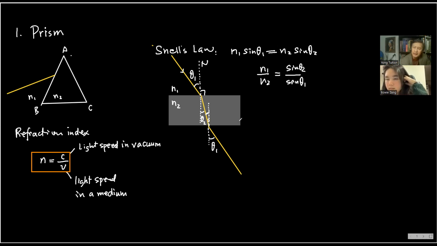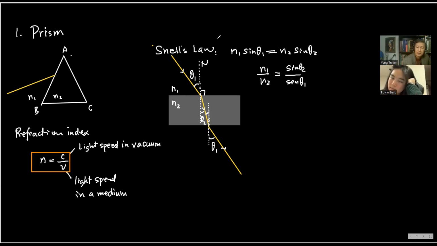And also another thing you notice is that it doesn't matter which direction the light goes. The light travels in that direction, which can be described as the path. However, if you consider light going the other direction, it's the same. Doesn't matter which direction it goes. So that is something you need to know. Okay, now return to the prism.